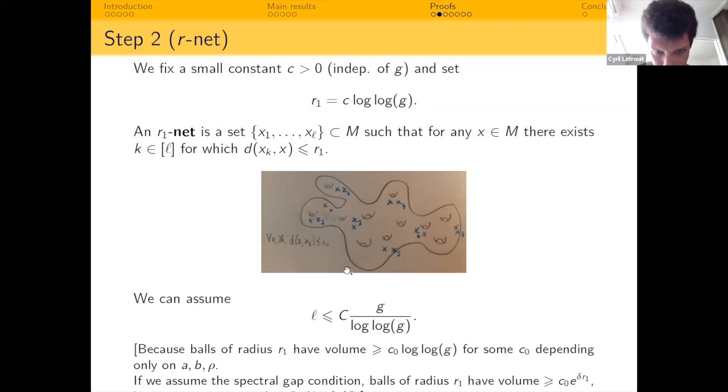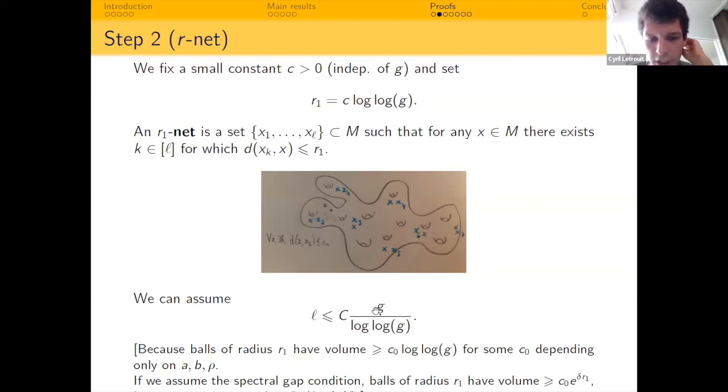And Cyril, you don't assume that the set x1 to xL is small? You don't assume that the distance between the points? Yes, I will assume this. I will say in just a moment that in fact you can take L to be not large. You can take L to be at most CG over log G.